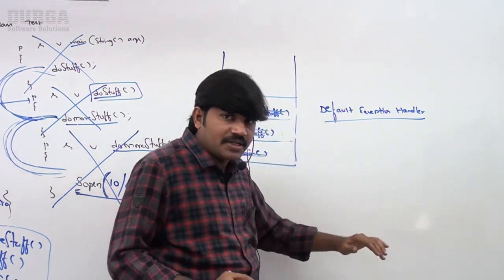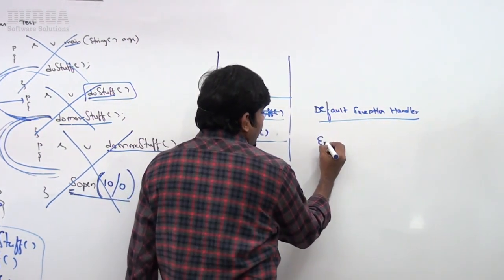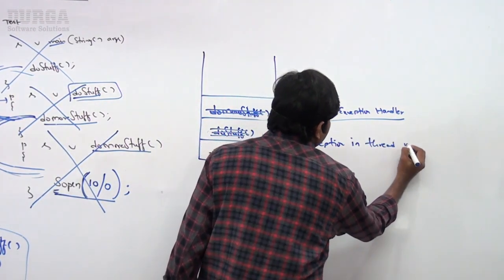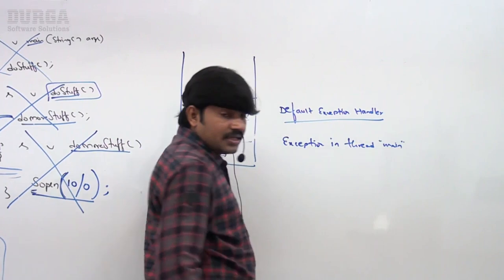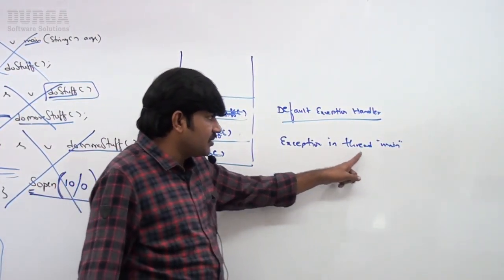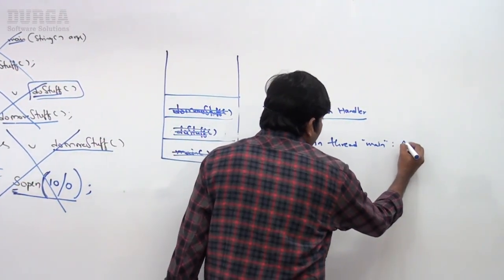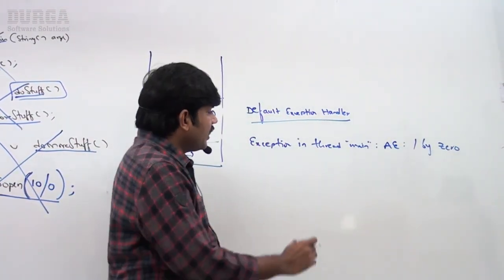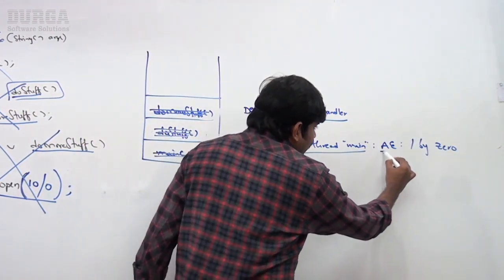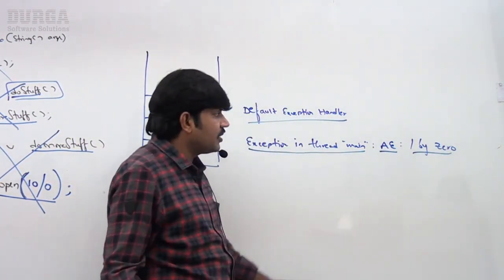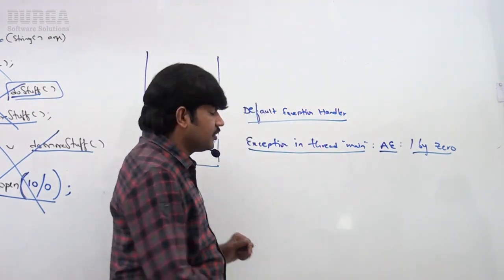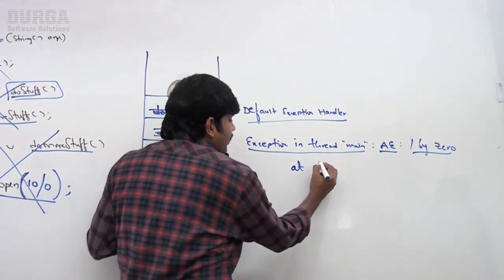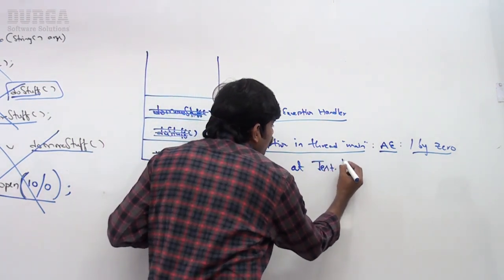Okay, in which format it is going to print, sir? Exception in thread main. In which thread the problem came? Exception in thread main. What is that exception, sir? Arithmetic exception. What is the description? Division by 0. So exception in thread main, name of the exception and description of the exception. Next yet. What is the stack trace? Yet test dot do more stuff.